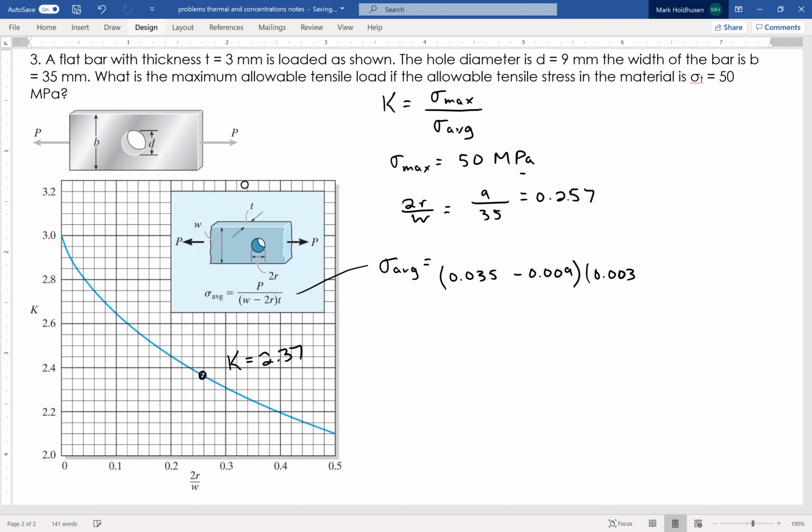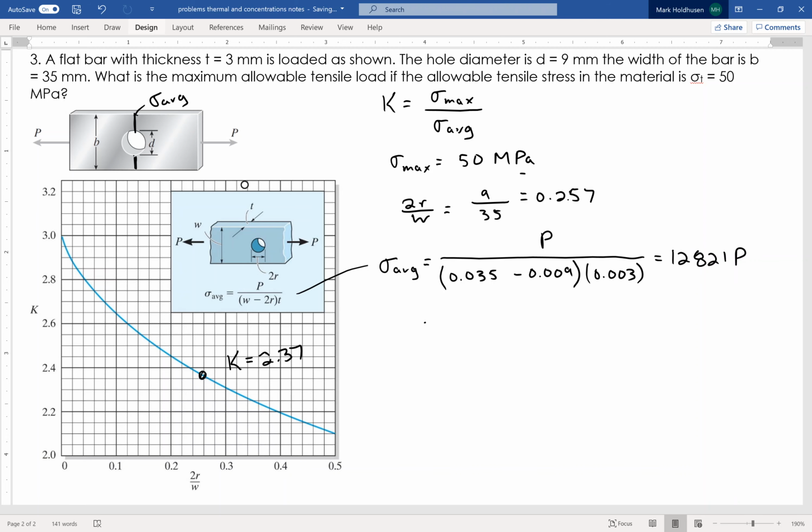Okay, all over P. And what that really is, is essentially this area right here, right? That smallest area that goes through right by that hole. That's the area that we're looking at here for sigma average. Okay, and that's where that equation basically comes from. So from that, I find that sigma average is 12,821 P.